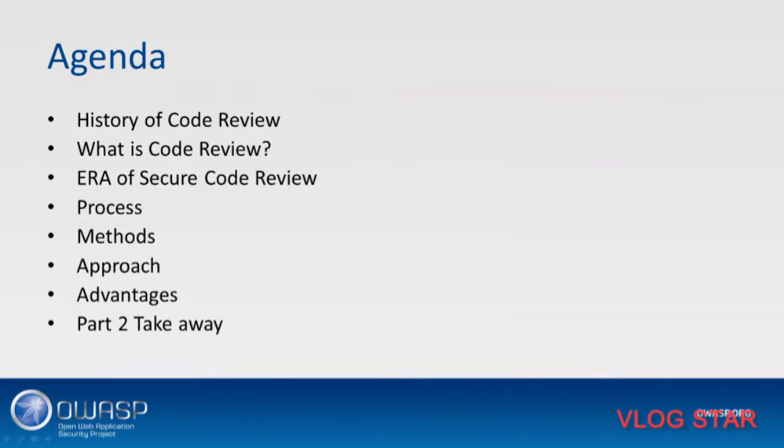So today's agenda of the meeting is the history of code review, and what topics we are going to cover in today's session. What is code review? The era of secure code review has begun, and the process of secure code review. Also, what methods or approaches we follow in secure code review, the advantages of secure code review, and part two, which I already mentioned at the beginning of the session. So let's move to the next slide, which is the history of code review.